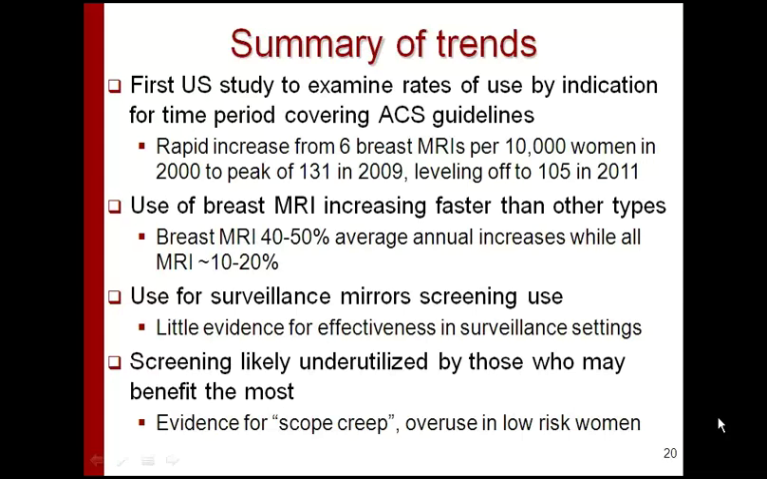We saw that use for surveillance mirrors that of screening. It follows the same trend. It has the same rate. And again, there's little evidence for the effectiveness in surveillance settings. We think that screening, at least in the U.S., is likely still underutilized by those who would benefit the most, but at least our data is showing that there's also some evidence for some scope creep. So we're using it on women who are at lower risk than recommended.